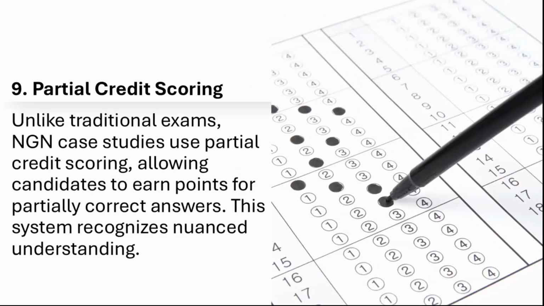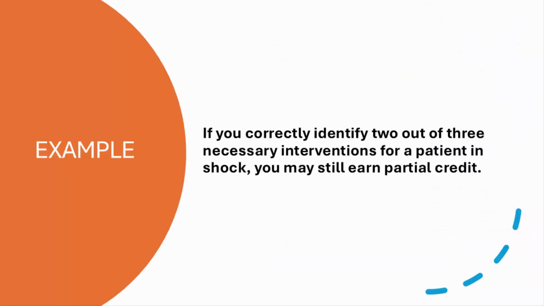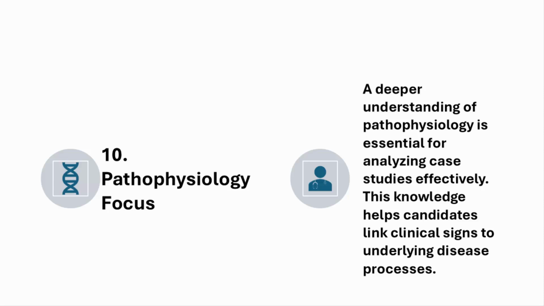9. Partial credit scoring. Unlike traditional exams, NGN case studies use partial credit scoring, allowing candidates to earn points for partially correct answers. This system recognizes nuanced understanding. For example, if you correctly identify 2 out of 3 necessary interventions for a patient in shock, you may still earn partial credit. 10. Pathophysiology focus.